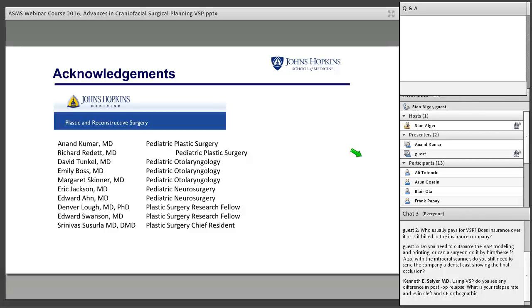The next question: do you need to outsource the VSP modeling and printing, or can a surgeon do it by him or herself? Also, with the intraoral scanner, do you still need to send the company a dental cast showing the final occlusion?